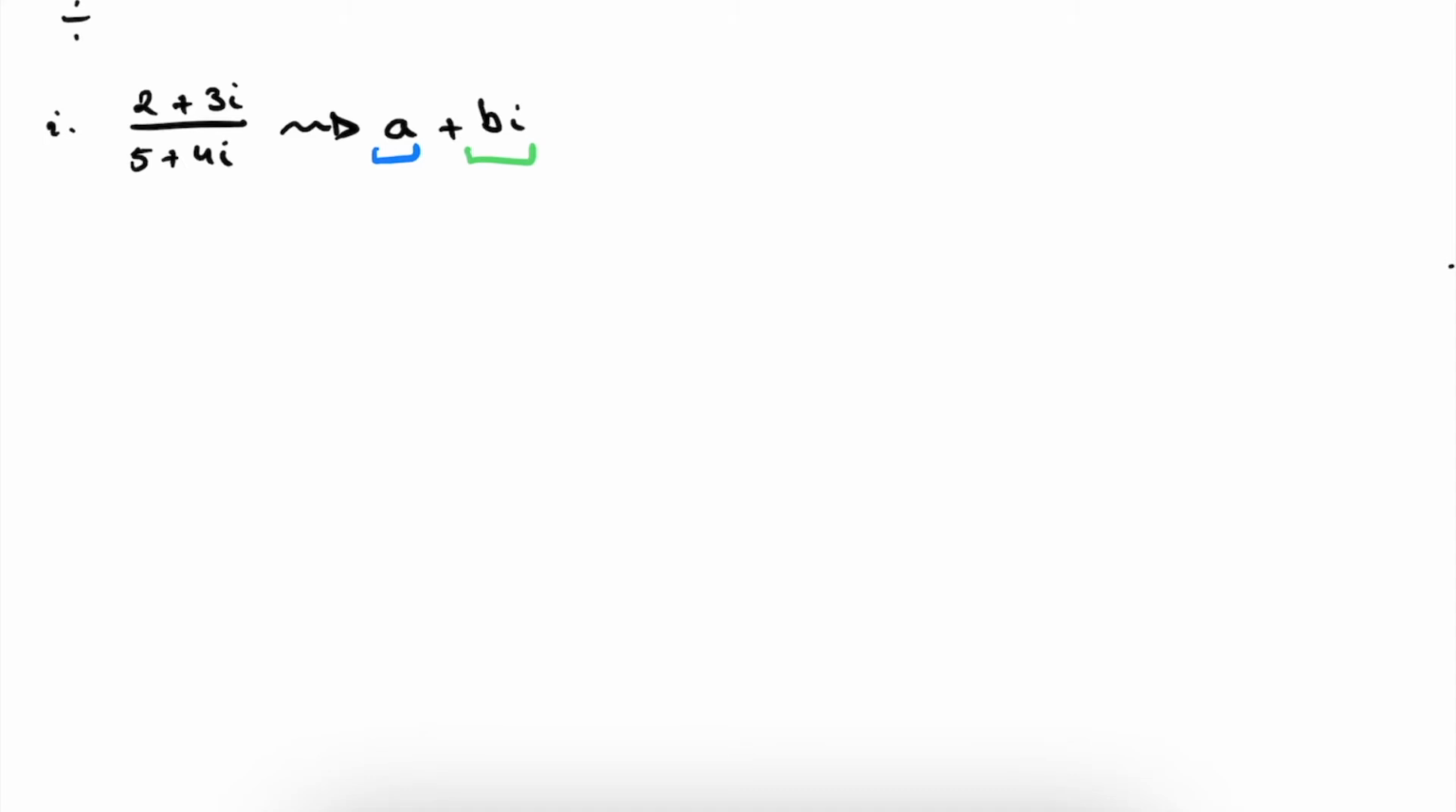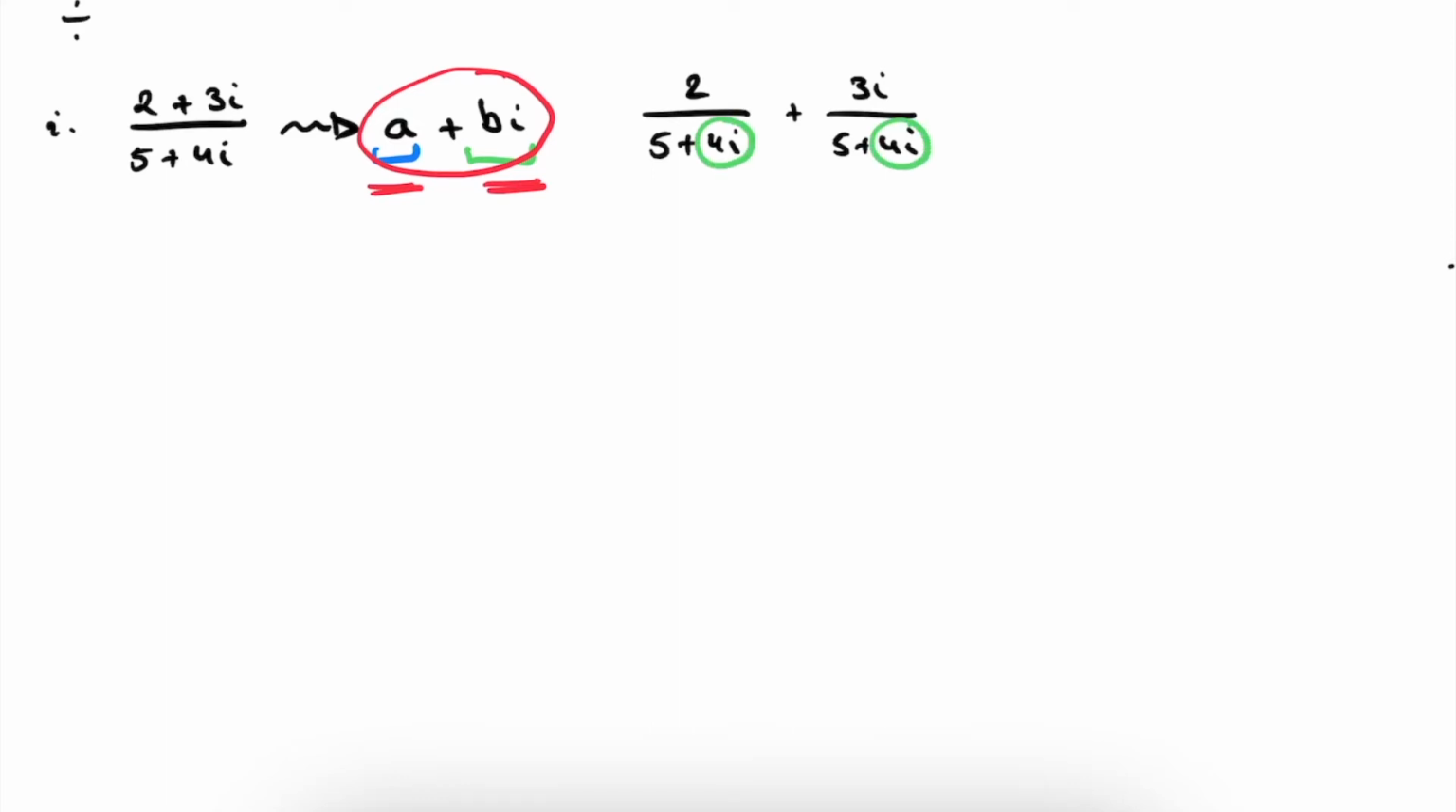So we could easily split the numerator, and therefore we get 2 divided by 5 plus 4i plus 3i divided by 5 plus 4i. However, this is not in this form. We cannot identify a real part without an i and an imaginary part with an i. And we see that the thing that really bothers us is this 4i in the denominator. So what we actually want to get is a real number in the denominator. So how do we do this?